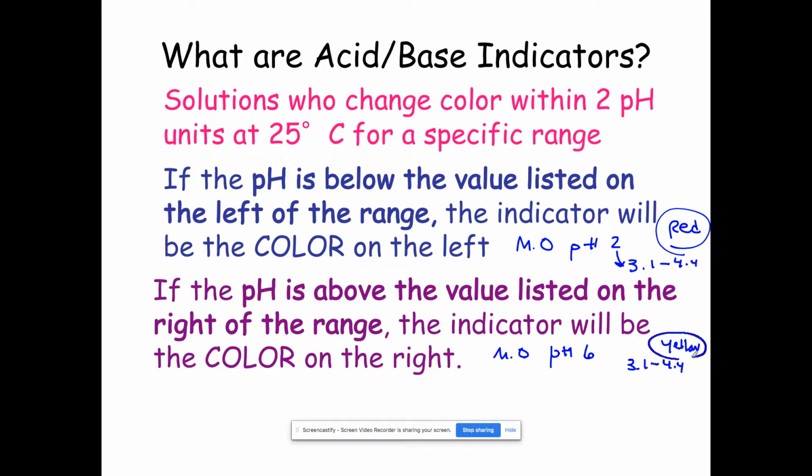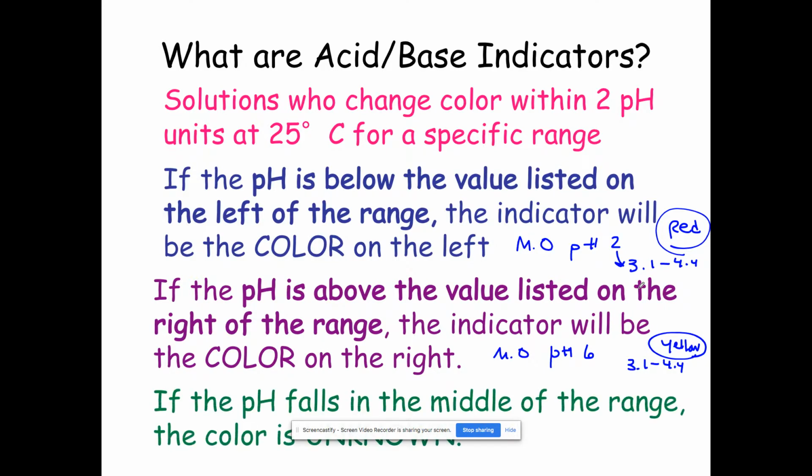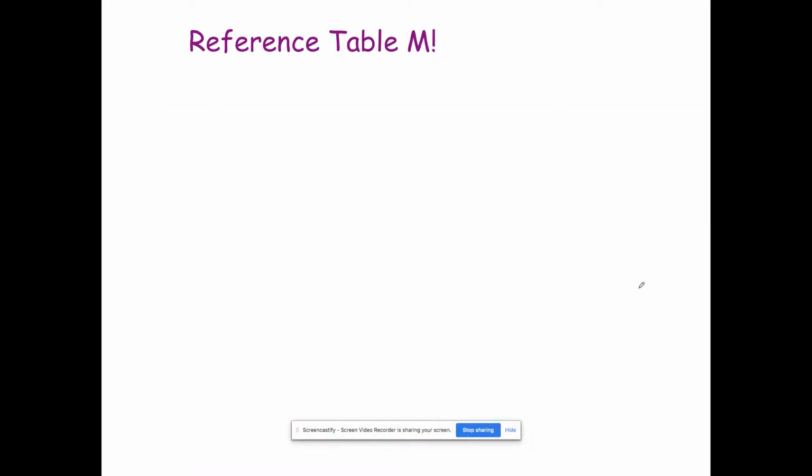But what if the pH is in between these values? Well, you might be able to say, well, it's between red and yellow, so it's got to be orange. But is it more red? Is it more yellow? What is it? If the pH falls in the middle of the range, the color is unknown. You can just say unknown or undetermined. You would determine it if you were in the lab, but looking at it from a piece of paper, you can't tell. So here's table M.